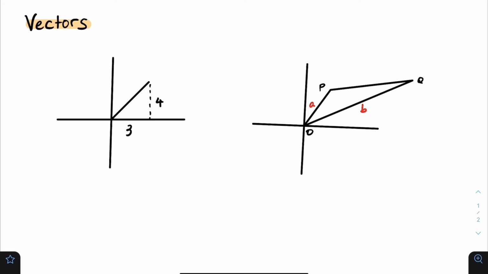Hi guys, so in this video we're going to be going over vectors. This is one of the slightly harder concepts in the AdMath course, but I'm going to start off with the foundational concepts regarding it and then move on to harder problems.